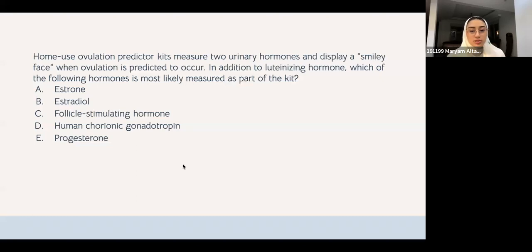Home use ovulation predictor kits measure 2 urinary hormones and display a smiley face when ovulation is predicted to occur. In addition to luteinizing hormone, which of the following hormones is likely measured as a part of the kit? What do you guys think? Repeat the last one. Okay, I'll repeat the last question in a second. Let's just solve this one first.